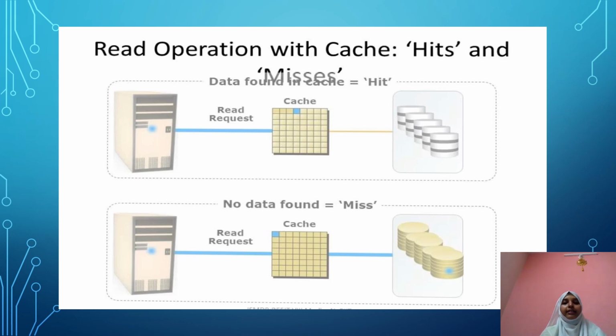So now let's have a look at the no data found case, that is called a miss. The host will send the request to the cache, and if the data is found, then the terminology is called a hit. If the cache is not able to find the data, it sends the request to the physical disk, which is a miss operation. So this is the difference between hit and miss.